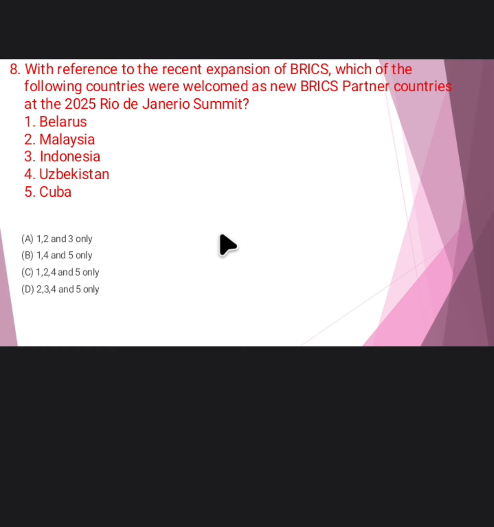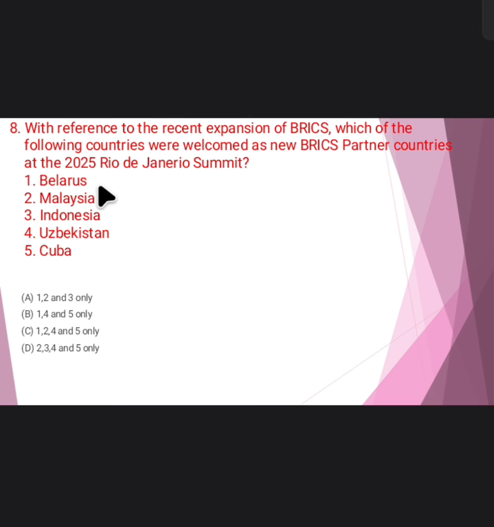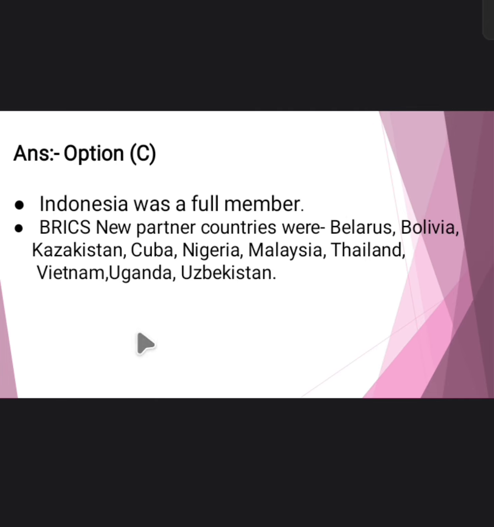So we have to choose carefully. Indonesia has joined as a full member in the BRICS, so Indonesia can't be the answer. If we eliminate option 3, E and T are eliminated. We read about Belarus, Malaysia, Uzbekistan, and Cuba. Hence 1, 2, 4, 5, option C would be the right answer for this question.